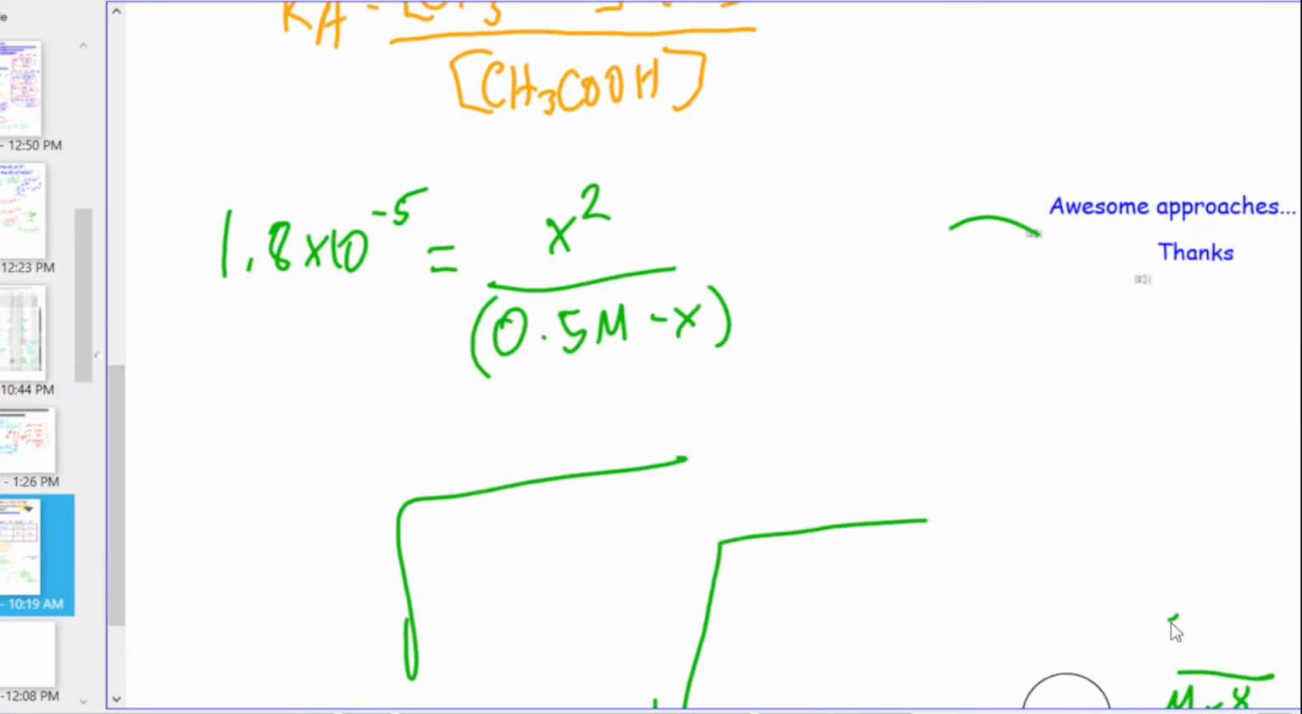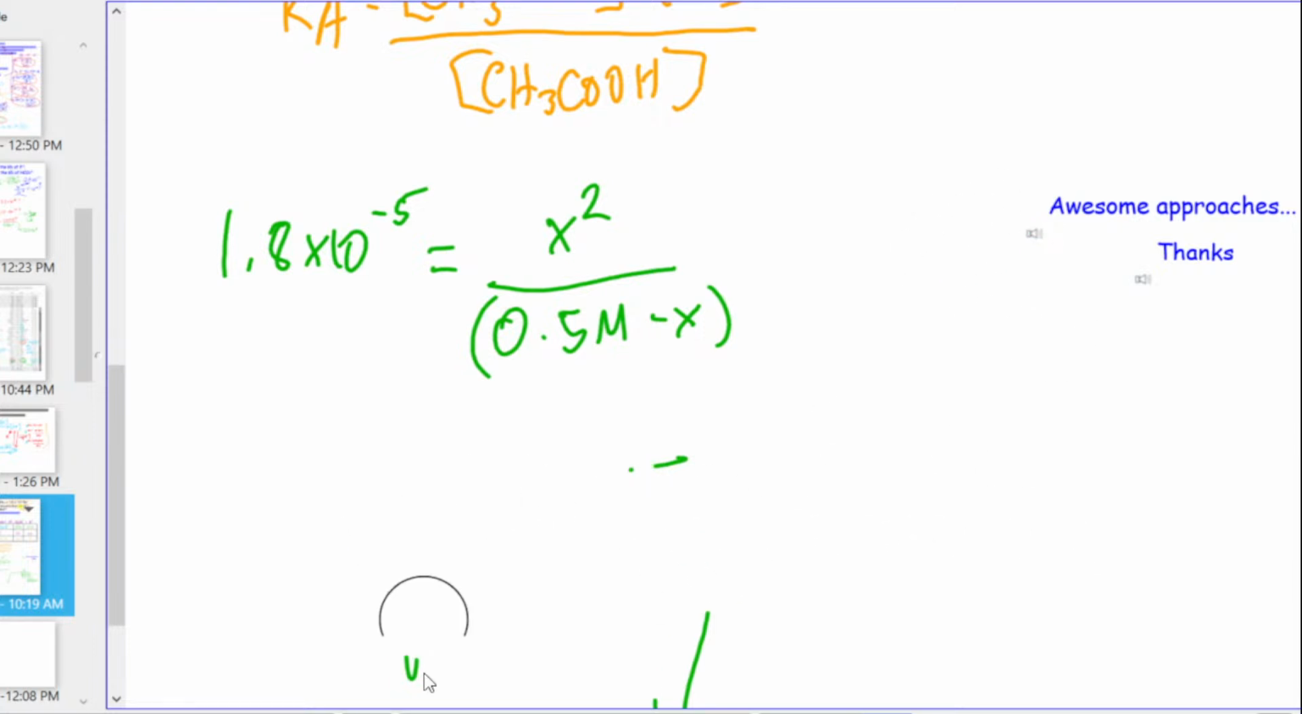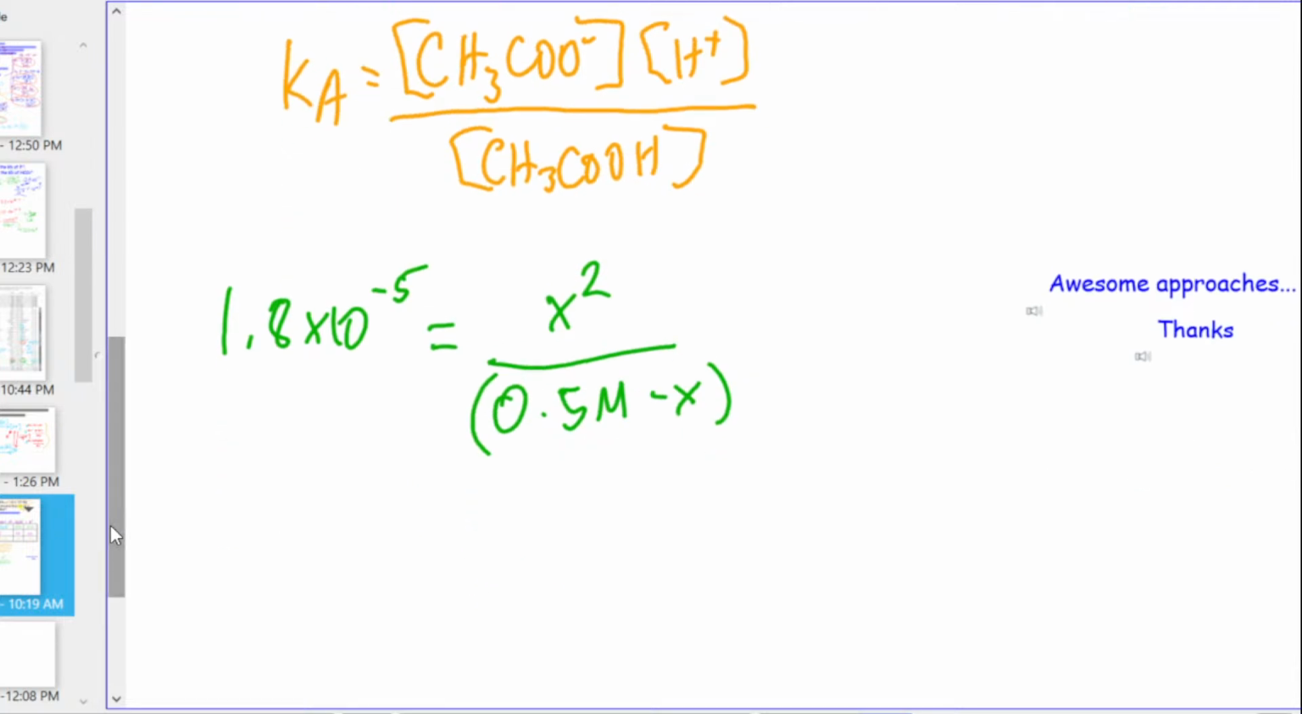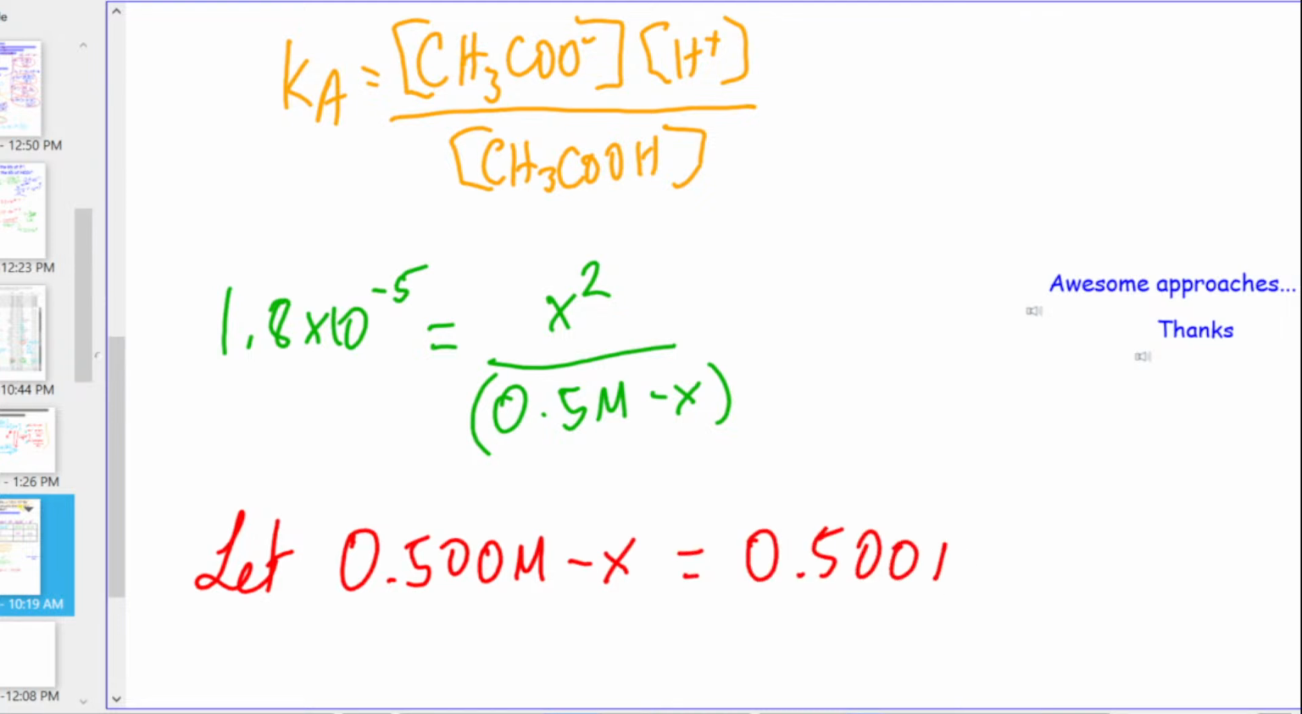And the problem is, you're thinking in math, and math isn't real. But we're dealing with amounts that actually exist in the real world. And numbers, like people, some of them don't matter. All you need is a magic phrase. You go, let 0.500 molar minus x equal 0.500 molar.